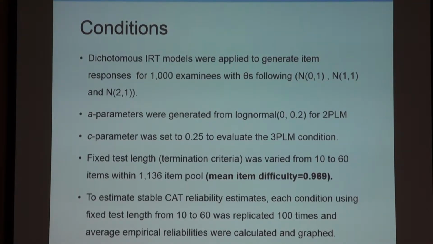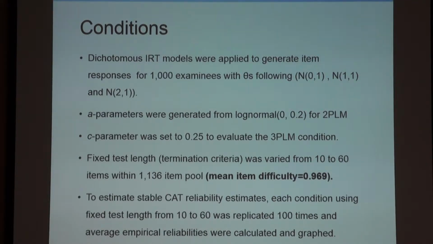To estimate IRT reliability, the IRT models were applied to generate item responses for 1,000 examinees with theta mean 0, standard deviation 1; mean 1, standard deviation 1; and mean 2, standard deviation 1. The a parameter, the discrimination parameter, was generated from a log-normal distribution with standard deviation 0.2 for the 2-parameter model, and the c parameter was set to 0.25 for the 3-parameter model. I used fixed test length as the termination criterion, varied from 10 to 60 items.